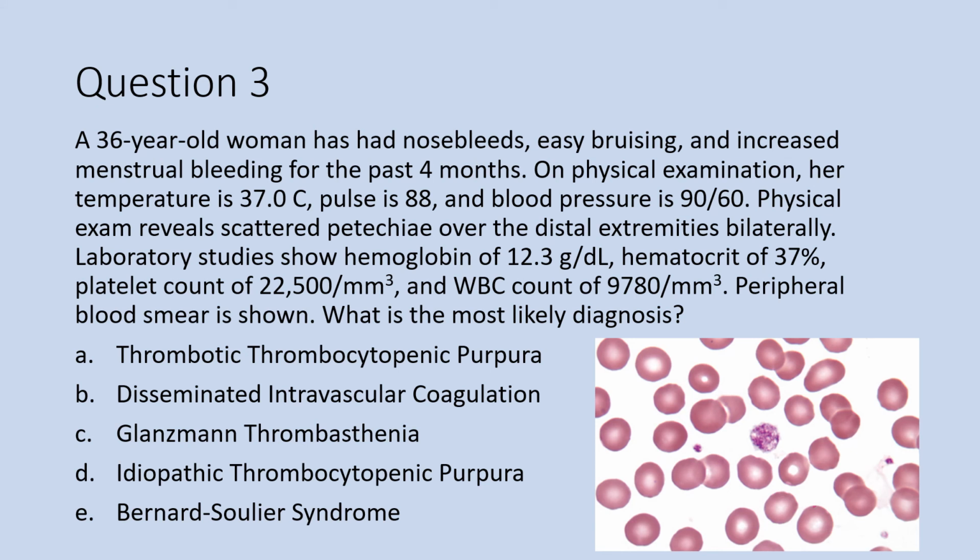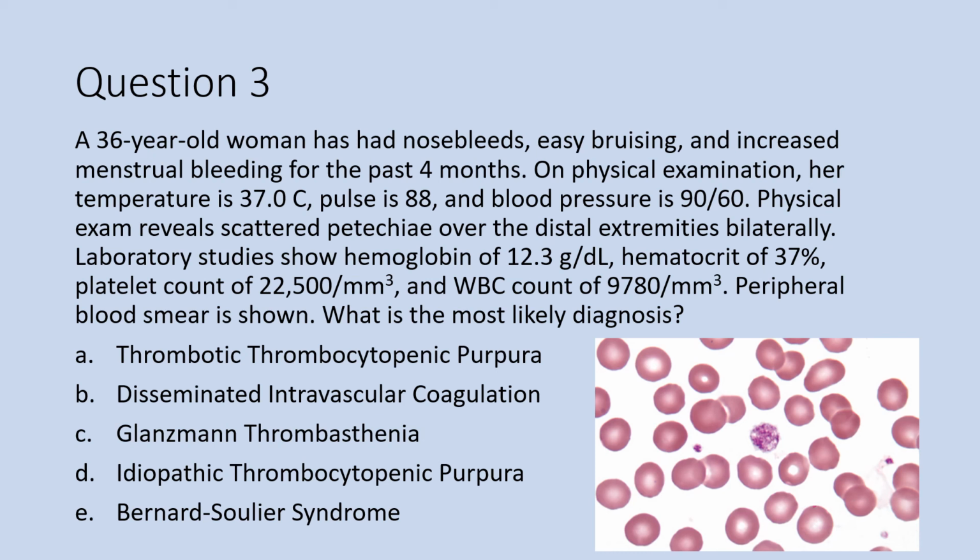Lastly, question 3. A 36-year-old woman has had nosebleeds, easy bruising, and increased menstrual bleeding for the past 4 months. On physical examination, her temperature is 37, pulse is 88, and blood pressure is 90/60. Physical exam reveals scattered petechia over the distal extremities bilaterally. Laboratory studies show a hemoglobin of 12.3, hematocrit of 37, platelet count of 22,500, and a white blood cell count of 9,780. Peripheral blood smear is shown below.